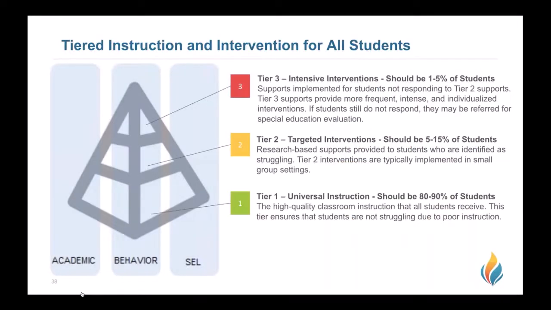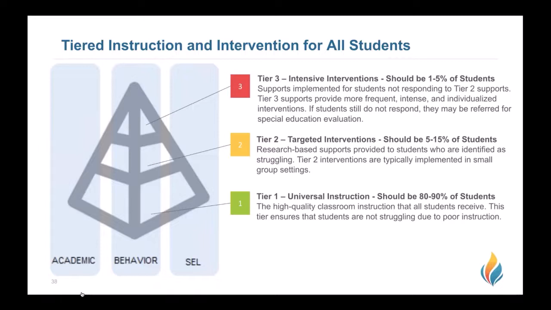So again, these interventions and instruction opportunities should be available for all students at different levels. So we'll start with tier 1. We can think about looking at the data and the needs and the instruction opportunities from all facets. So looking at academic, behavior, and social emotional. Tier 1, typically 80 to 90% of our students will be in that tier 1 service delivery, and they'll just be receiving high quality classroom instruction.